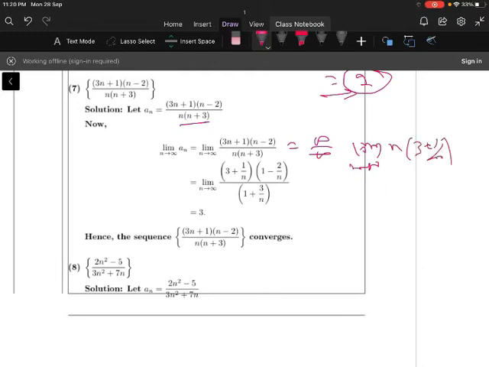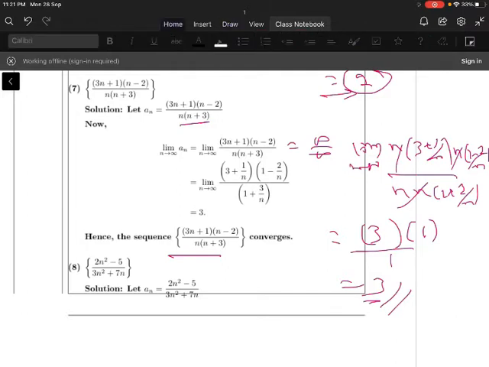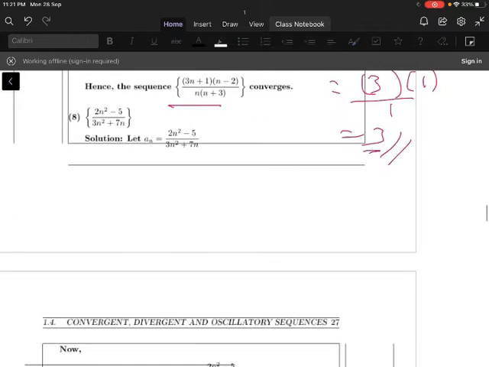So this implies limit as n tends to infinity. If I take n outside, 3 + 1/n, and from the second term if I take n outside, 1 - 2/n, divided by n into n, take it outside, 1 + 3/n. So n square gets cancelled. Now let us apply the limits. 3 + 1/infinity, that is 3 into 1 divided by 1. So that is 3. It converges to 3. Limit point is 3. The given sequence converges to 3. Therefore the given sequence converges.